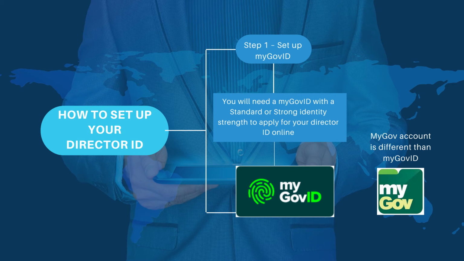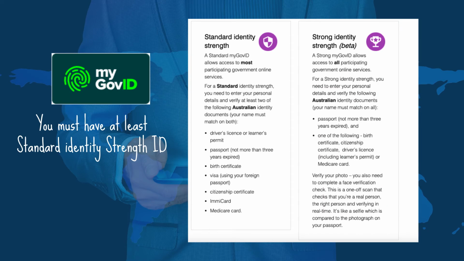For the Director ID, you will need a standard or a strong identity strength. So, for the standard identity strength, you will need to enter your personal details and verify at least 2 of the following Australian identity documents: driver licence, passport, birth certificate, visa, citizenship certificate, ImmiCard, or Medicare card.